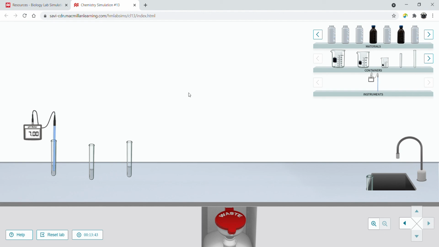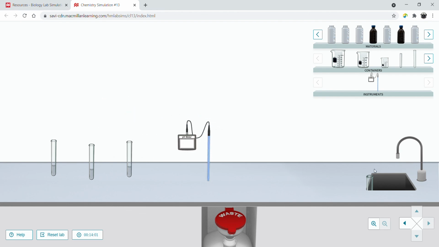This is for test tube 1, the water. Here's the pH of test tube 2. Here's the pH of test tube 3. Now you want to record those, right? Okay. Let's put that on the shelf.